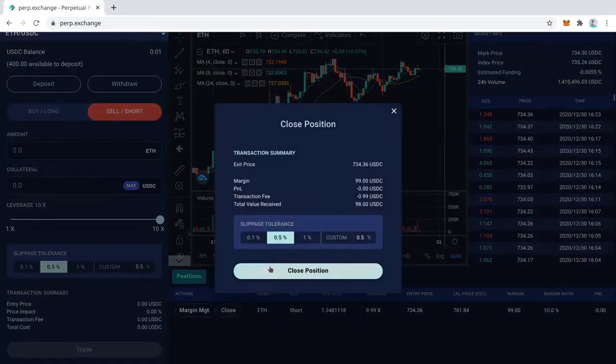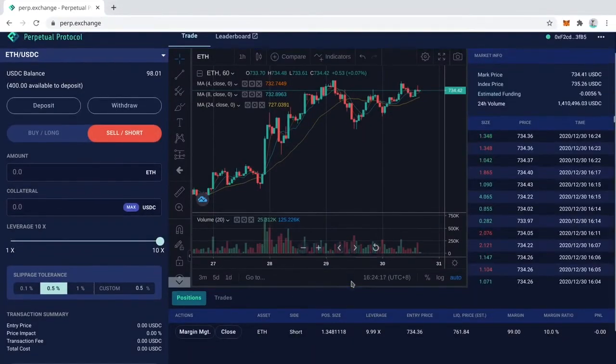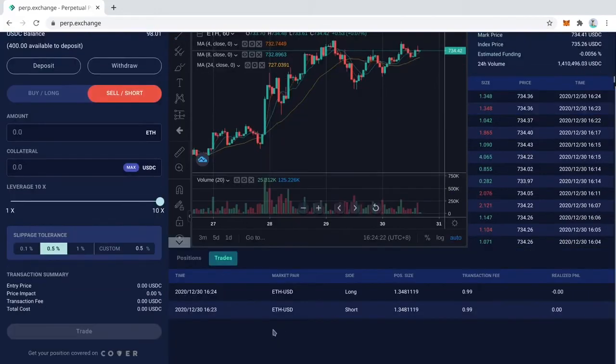And after some time, you'll want to close the position to realize any P&L that you've earned. So we'll go ahead and close this. Now you can set a slippage tolerance if you want, review the summary. You'll notice again, no gas fees. And after a few seconds, the position will disappear. And in the trading summary, you can see the trades that you've made in the past.